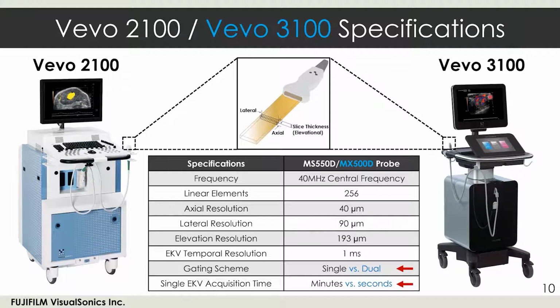One of the advantages though with the 3100 is that, unlike the 2100 with the single gating scheme, the 3100 has a dual gating scheme. What this means is that the image acquisition when you try to do gating is much faster. So it really speeds up the acquisition time, in terms of minutes for one video at a particular slice, to a matter of seconds with the 3100.